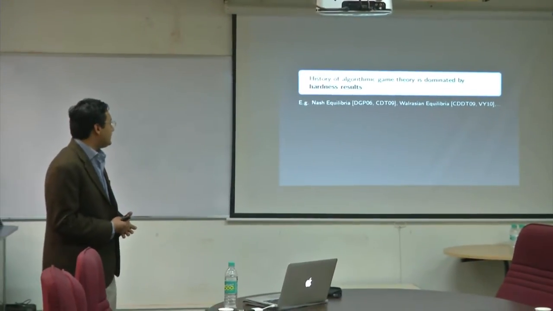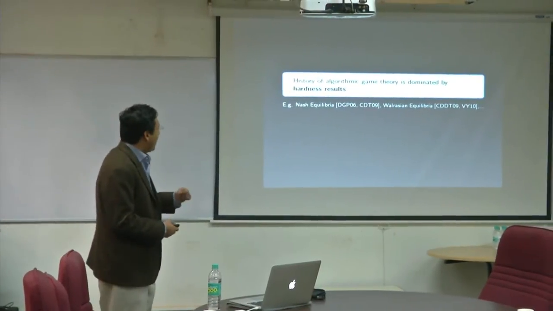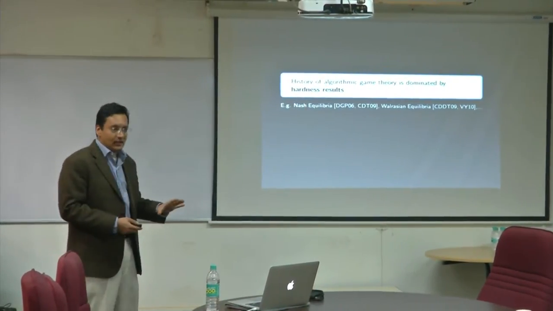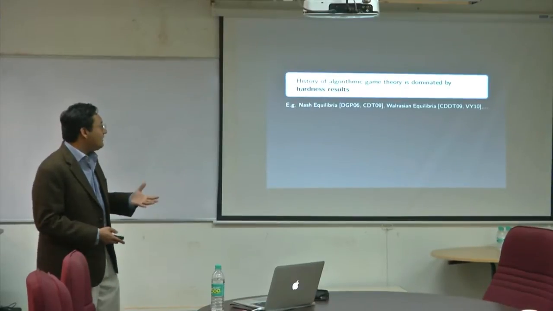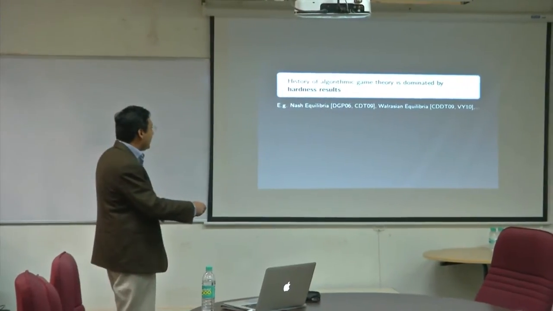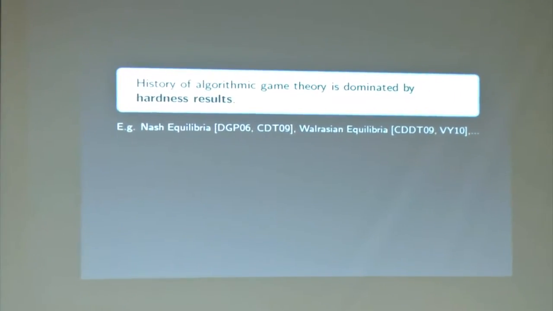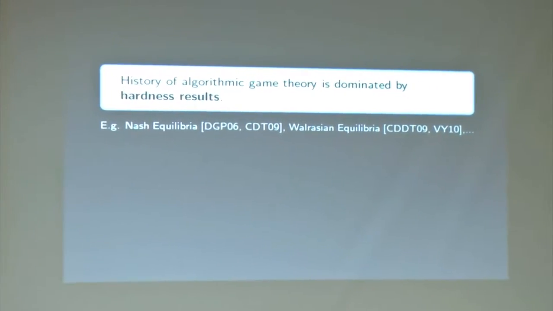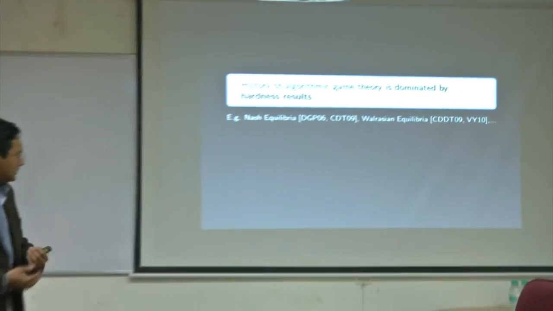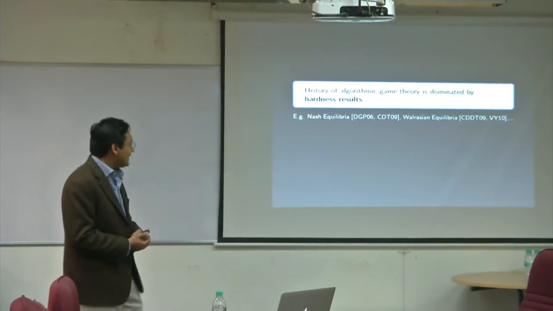Central solution concepts in game theory like Nash equilibria have been shown to be computationally hard. This essentially means that for these key concepts there does not exist polynomial time algorithms that compute these equilibria in general. But this is not the end of the story. We have to address this bad news. And the rationale is as follows.